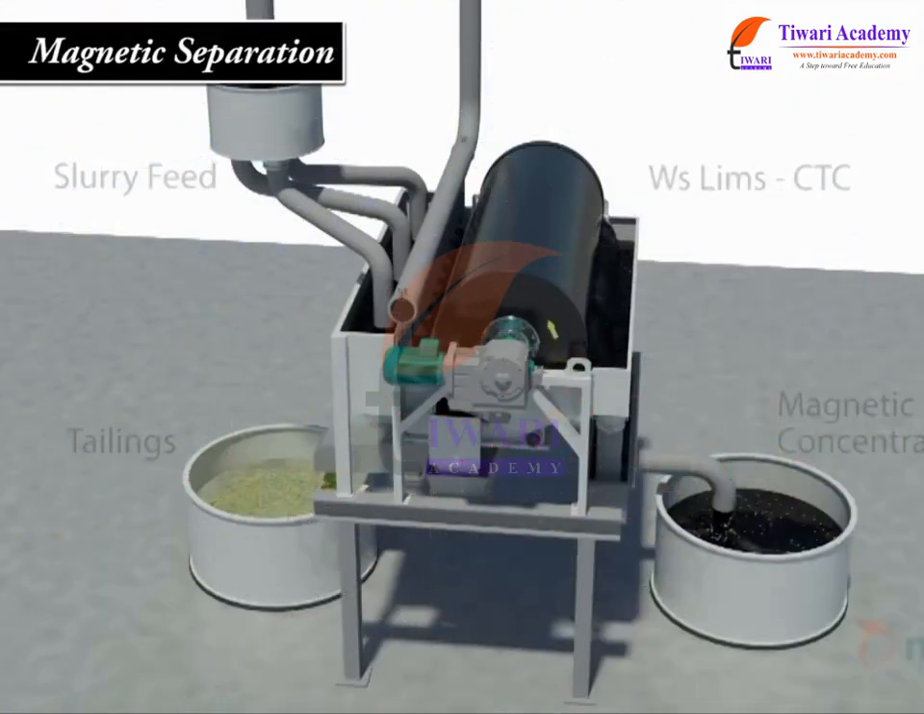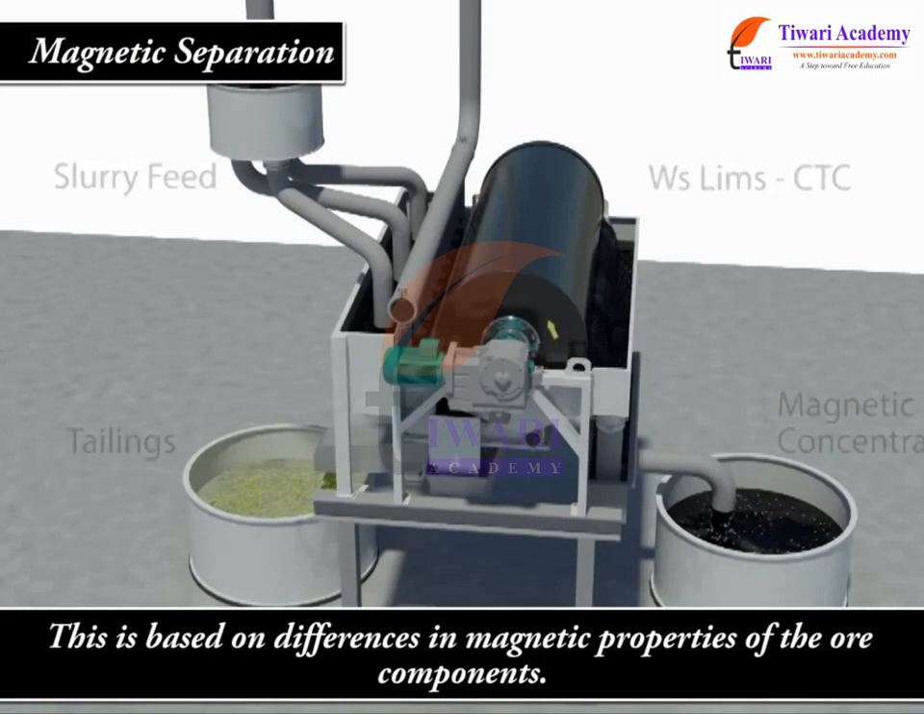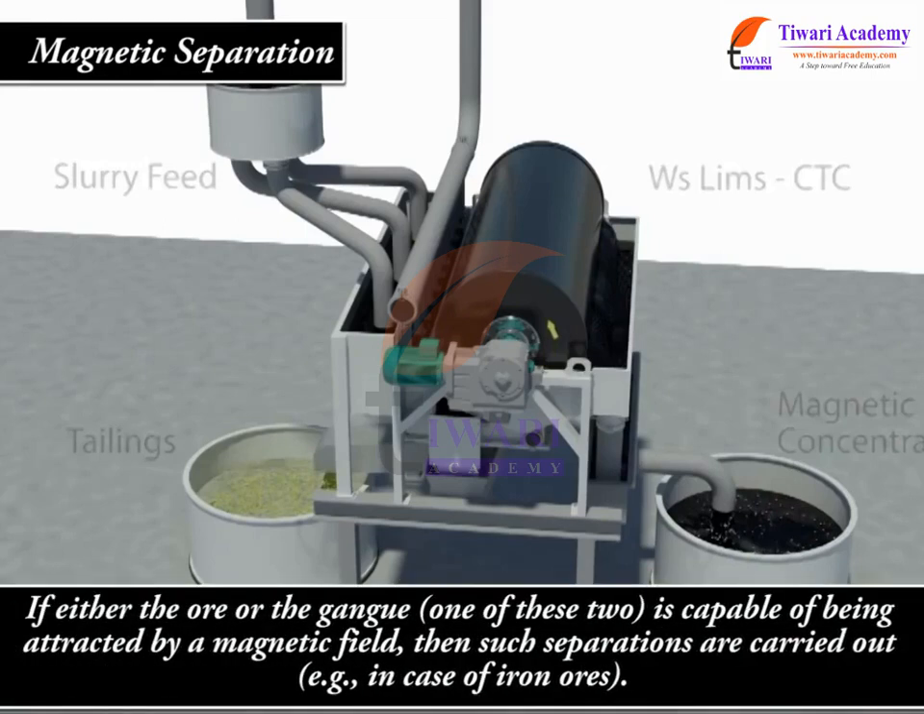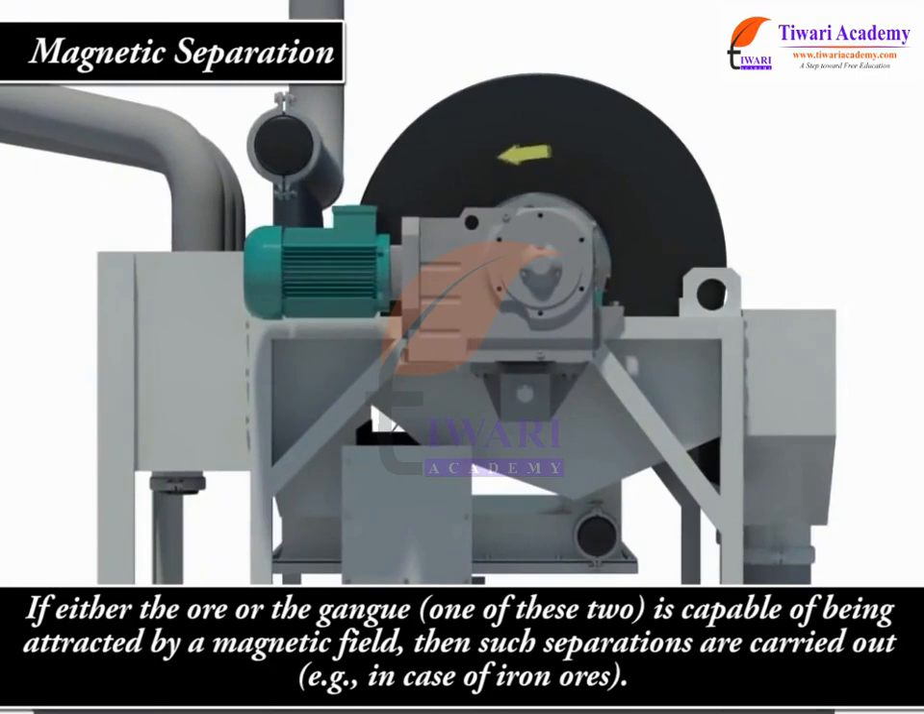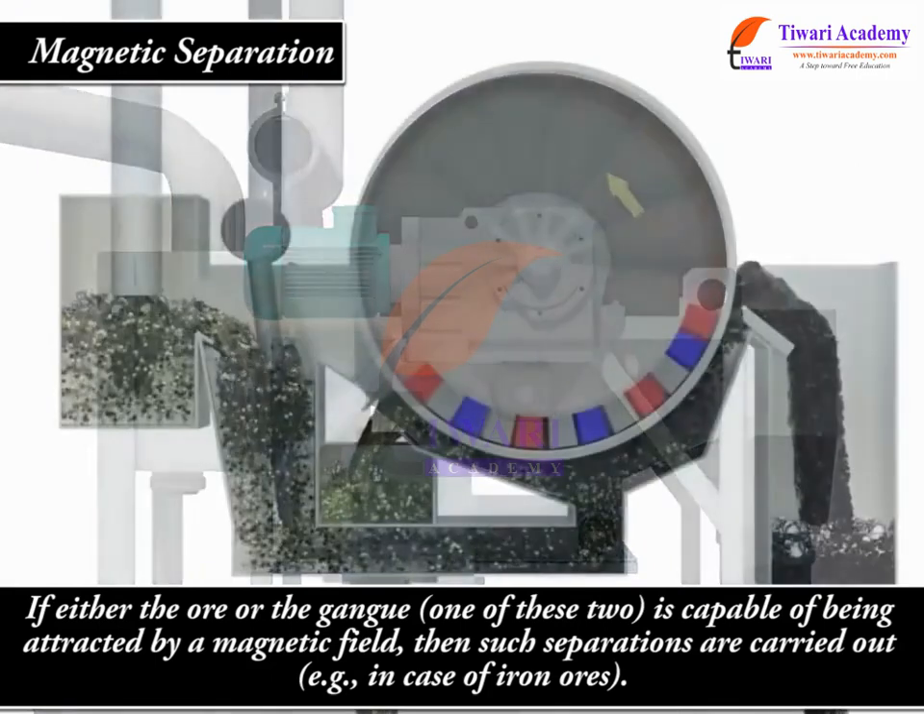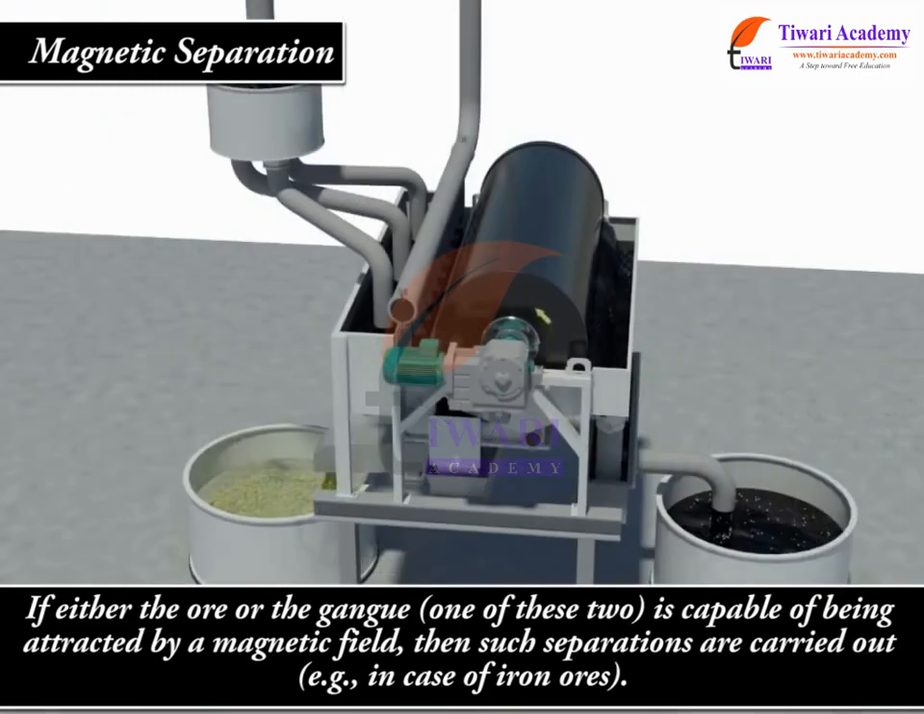Magnetic separation. This is based on differences in magnetic properties of the ore components. If either the ore or the gangue, one of these two, is capable of being attracted by a magnetic field, then such separations are carried out. Example, in case of iron ores.